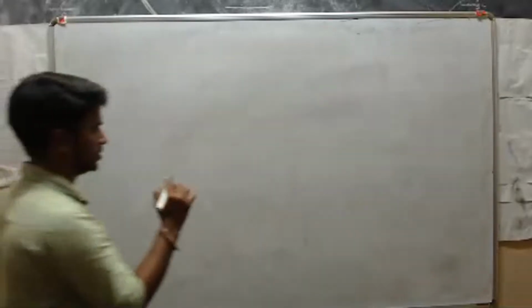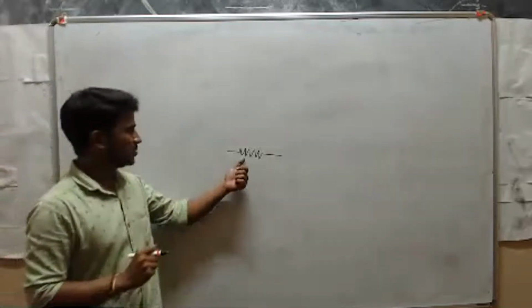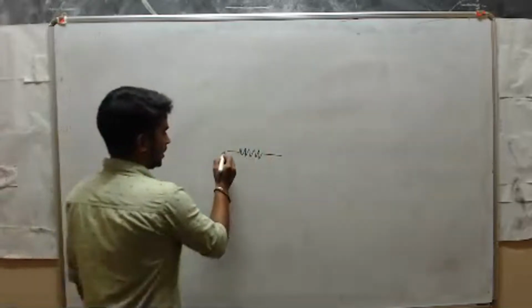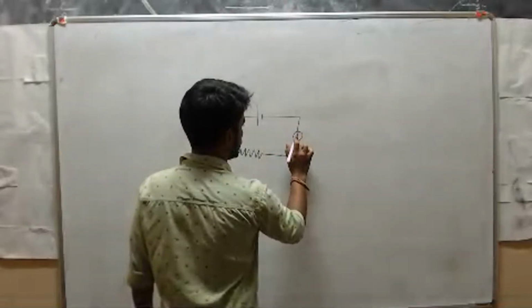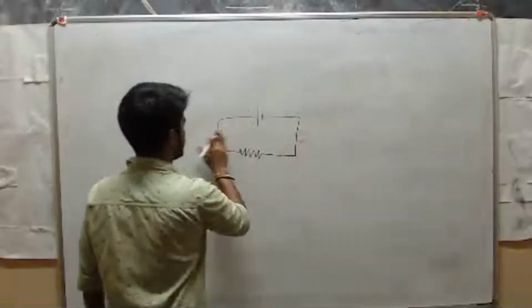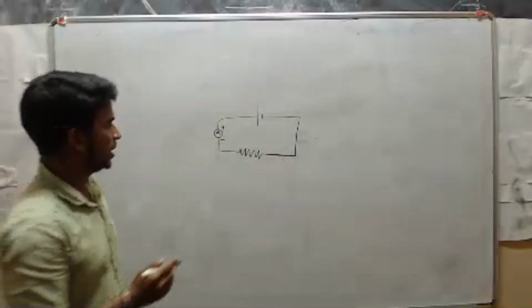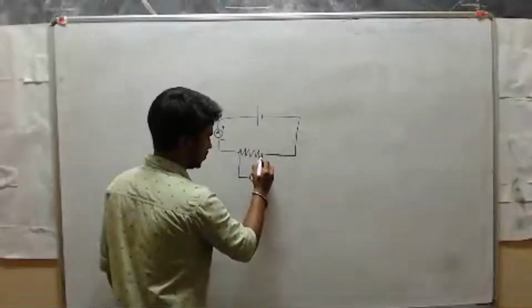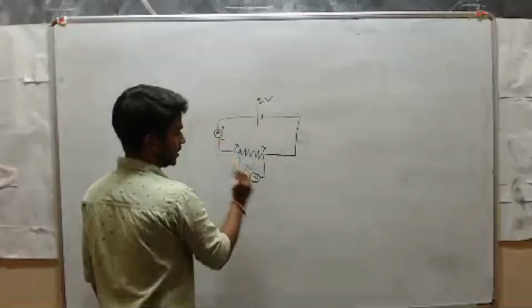For that, just take one simple circuit. Take this as one conductor, meaning one bulb or fan or whatever, connected to one battery. Here I will connect an ammeter to measure the current. Then I will connect one voltmeter to measure the voltage across this conductor. I will call these points X and Y. Say this is 2 volt, with the ammeter and voltmeter in parallel.